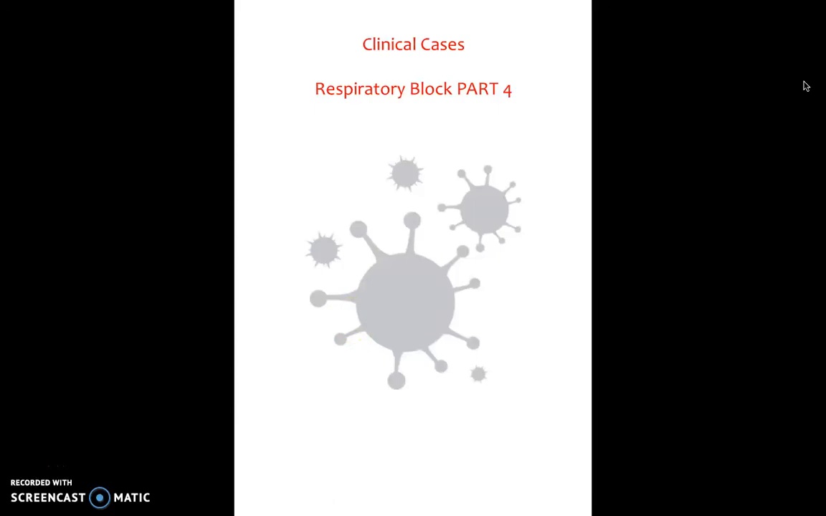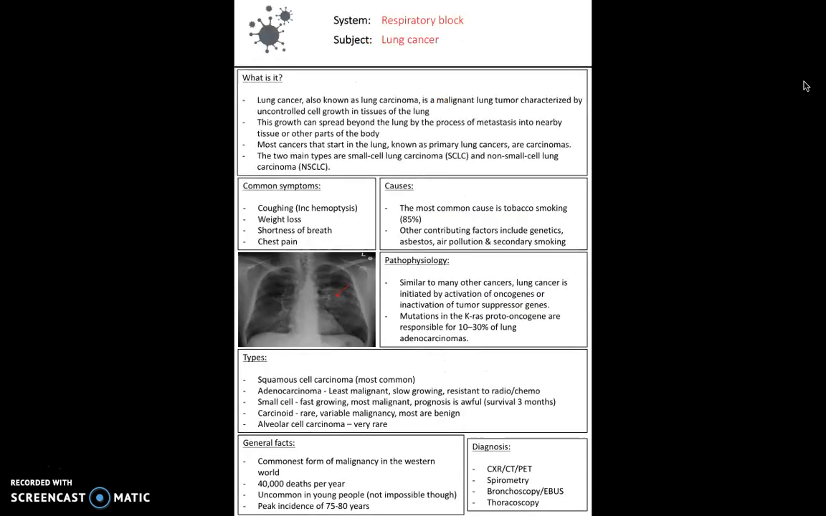Today we're going to be looking at the final 10 cases that we were taught about in the respiratory block. So these include lung cancer, pulmonary embolism, PCD, which is primary ciliary dyskinesia, COPD, pulmonary fibrosis, neonatal lung diseases such as bronchopulmonary dysplasia, respiratory distress syndrome, and chronic lung diseases of prematurity, pleurisy, drowning and secondary drowning, and interstitial lung disease. So let's get started with lung cancer.